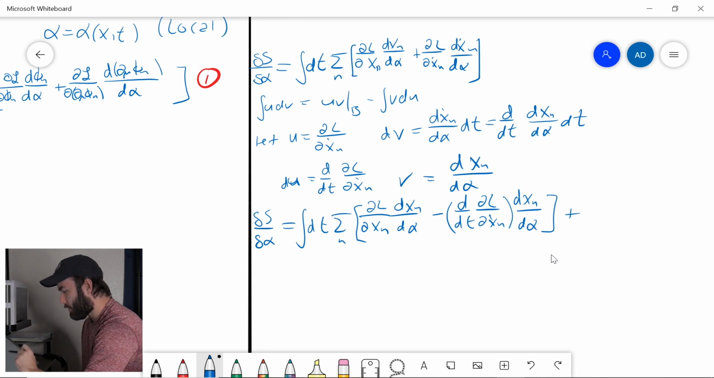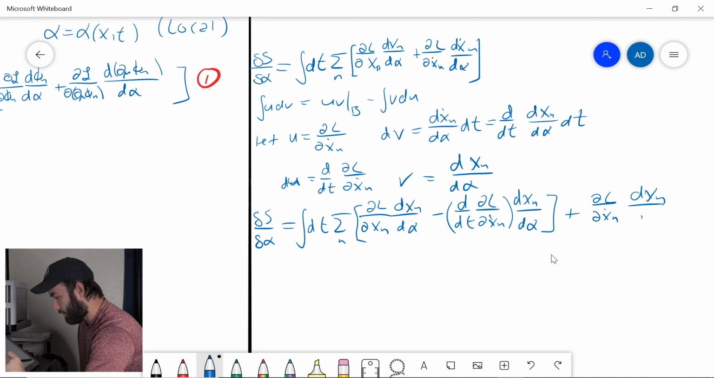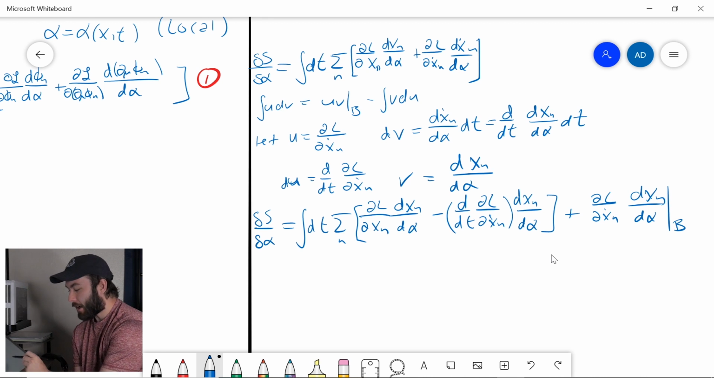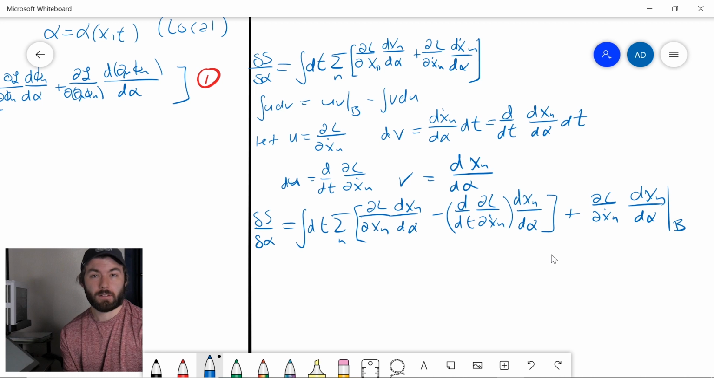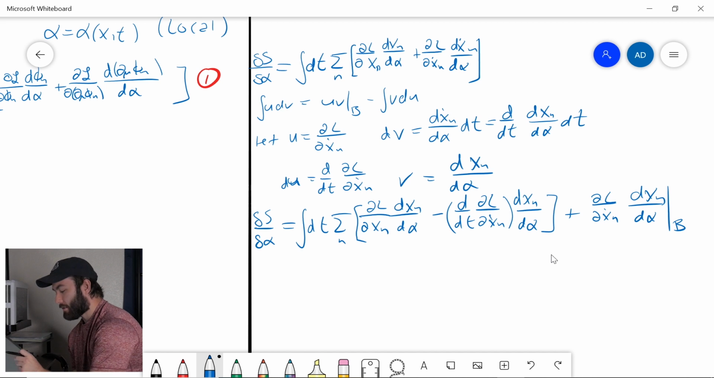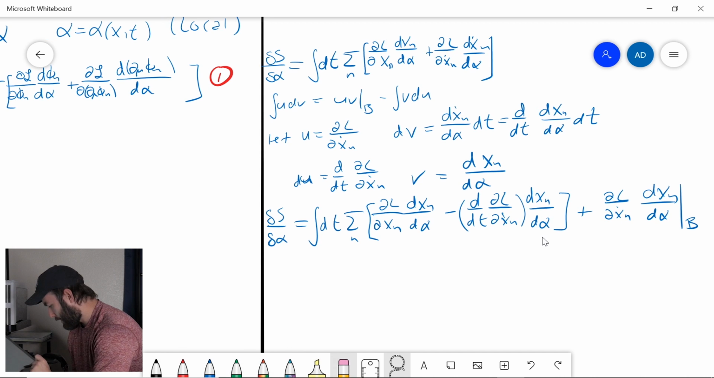And then we're adding to that uv evaluated at the bounds, plus dL over dx dot_n, dx_n over d alpha at the bounds. But we can throw this term back inside of the integral if we take its derivative, right? The integral of the derivative is the argument. So we can throw this boundary term back inside by taking the derivative. So let's go ahead and make myself a little bit more space for keeping the integral, plus d/dt acting on the whole thing.